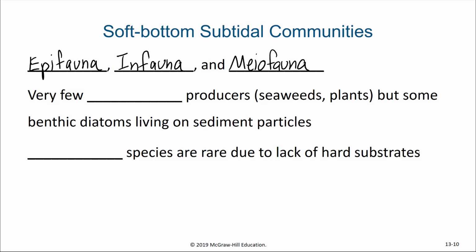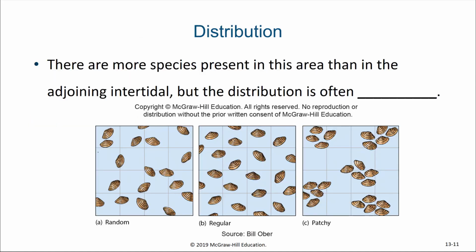With the soft-bottom subtidal, there will be very few primary producers. And that's because there aren't a lot of attachment sites for those primary producers. There may be some benthic diatoms, however, on the sediments. Sessile, or non-motile species, will also be rare due to the lack of hard substrates. While there are more species present in this area than in the adjoining intertidal, the distribution is often patchy.